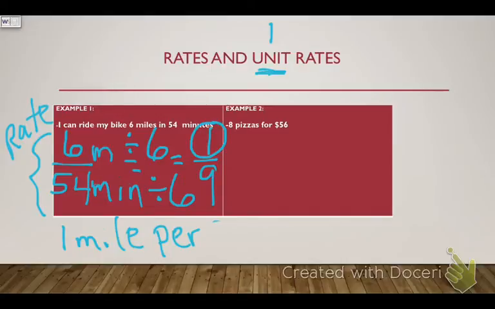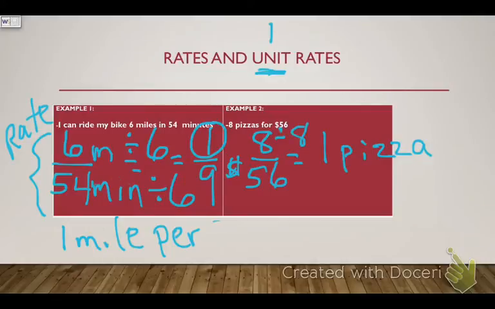Okay, so the next one. 8 pizzas for $56. So I'm going to write it as a ratio, 8 to 56. Now that ratio is also the rate. In order to find out how much it is for 1 pizza, I need to divide both the 8 and the $56 by 8. So 8 divided by 8 is 1 pizza, and $56 divided by 8 is $7. So this is the unit rate: 1 pizza for $7.